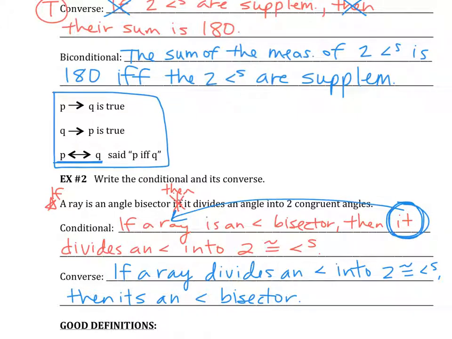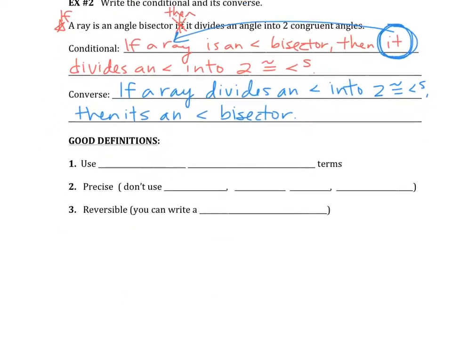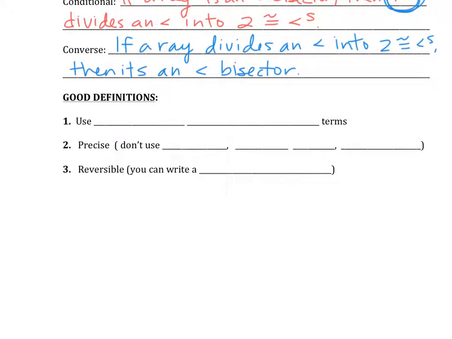Okay, so from biconditional to conditional and converse, or from conditional to biconditional, it's just kind of the reverse of each other. Any questions so far on that? Okay, then we're going to get a little bit into how good definitions work. In order for something to be a good definition, there's three qualifiers that we're going to use, okay?